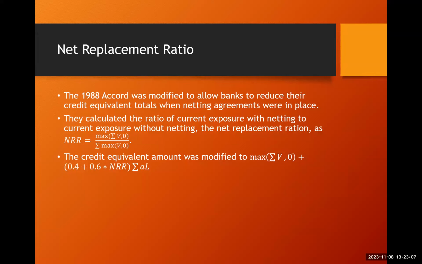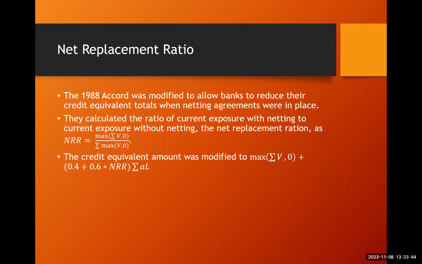The second part reduces the add-on factor, which applies to every instrument no matter what. If you have a 0% net replacement ratio, then your add-on factors are reduced to 40%. If you have a net replacement ratio of 100%, which means netting doesn't give any benefits to you, then the credit equivalent amount is the same as before.